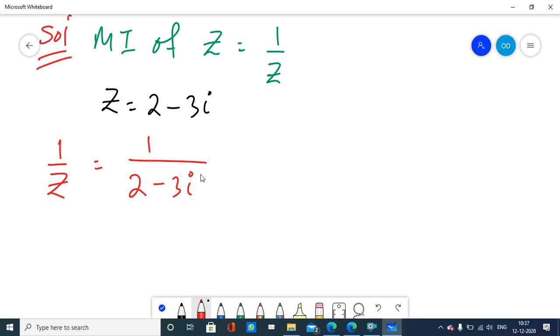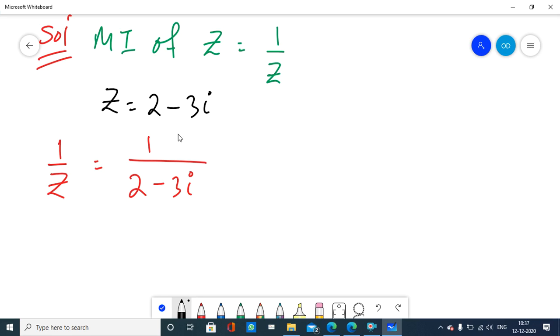And remember, in the last class I told you that 1 divided by 2 minus 3i is also a complex number, because you know that the real number 1 is also a complex number. Every real number is also a complex number. It is called a purely real complex number. So 1 is a complex number, z is a complex number, and z is not equal to 0. One complex number divided by another complex number is also a complex number. That means 1 by 2 minus 3i is a complex number.